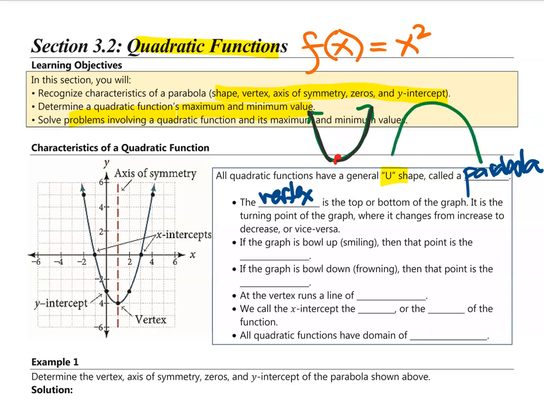The other one, this is the top part, and it changes from increase to decrease. So these are parabolas. If the graph is opening up, smiling, then the vertex is the minimum. So this point here is the minimum, and if the graph opens down, or is frowning like this, then this point is the maximum.